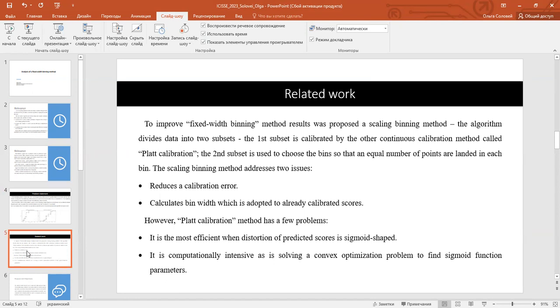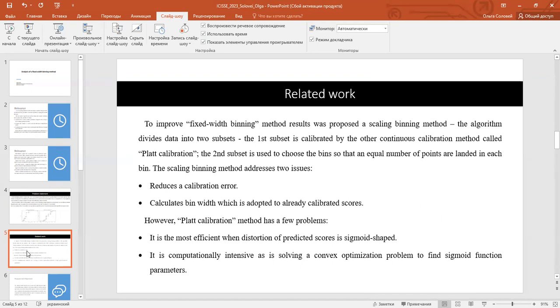Then, other studies related to the fixed width binning method proposed the scaling binning method. The algorithm divides data into 2 subsets. The first subset is calibrated by another continuous calibration method called Platt calibration, and the second subset is used to choose the bins so that an equal number of points land in each bin. The scaling binning method addresses 2 issues: it reduces calibration error and calculates bin width, which is adapted to already calibrated scores.